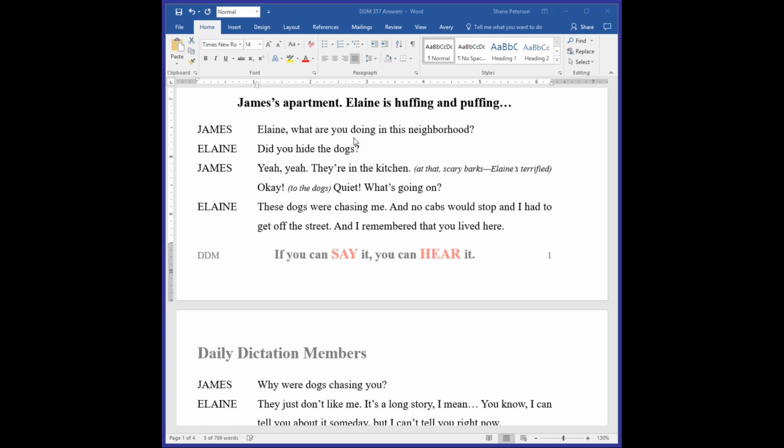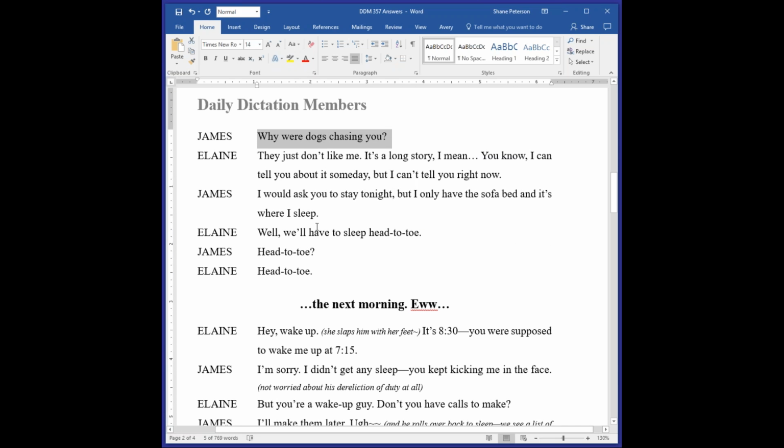Elaine, what are you doing in this neighborhood? Did you hide the dogs? Yeah, yeah. They're in the kitchen. Okay, quiet. What's going on? The dogs were chasing me and no cabs would stop and I had to get off the street. And I remember that you lived here. Why were dogs chasing you? They just don't like me. It's a long story. I can tell you about it someday, but I can't tell you right now. I would ask you to stay tonight, but I only have the sofa bed and it's where I sleep. Well, we'll have to sleep head to toe. Head to toe? Head to toe.